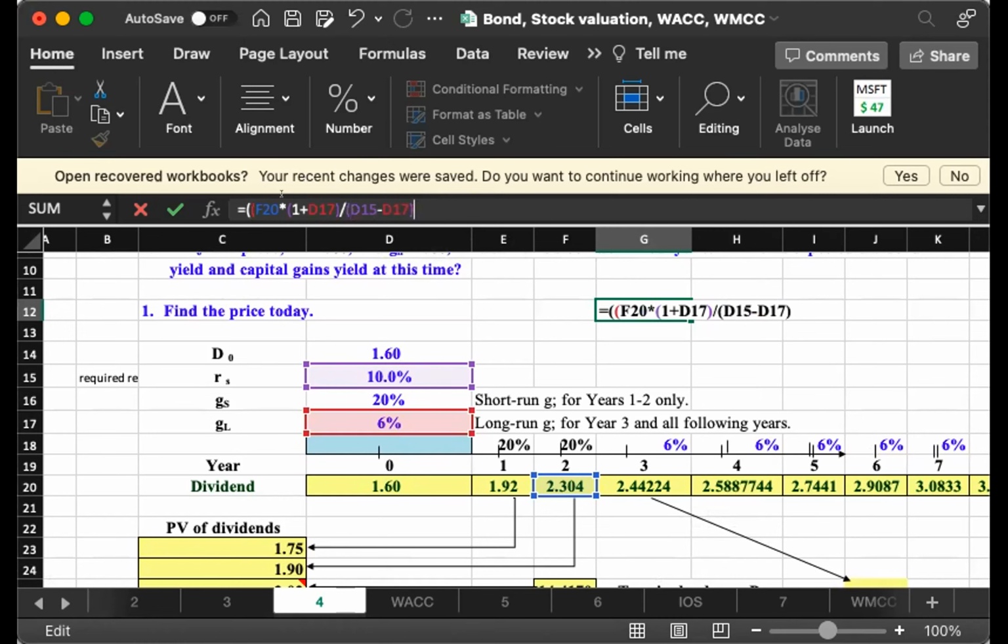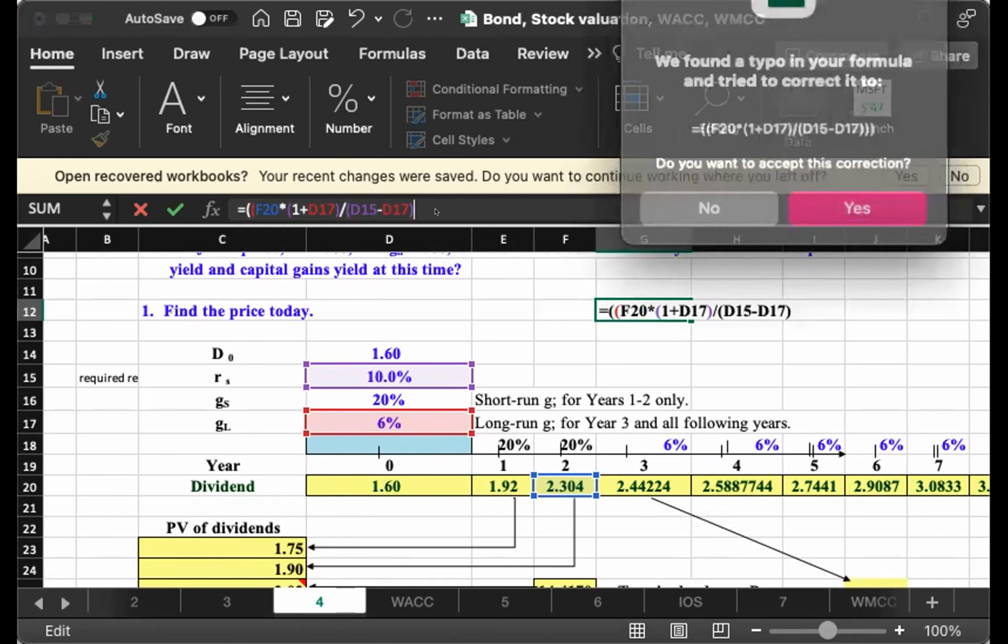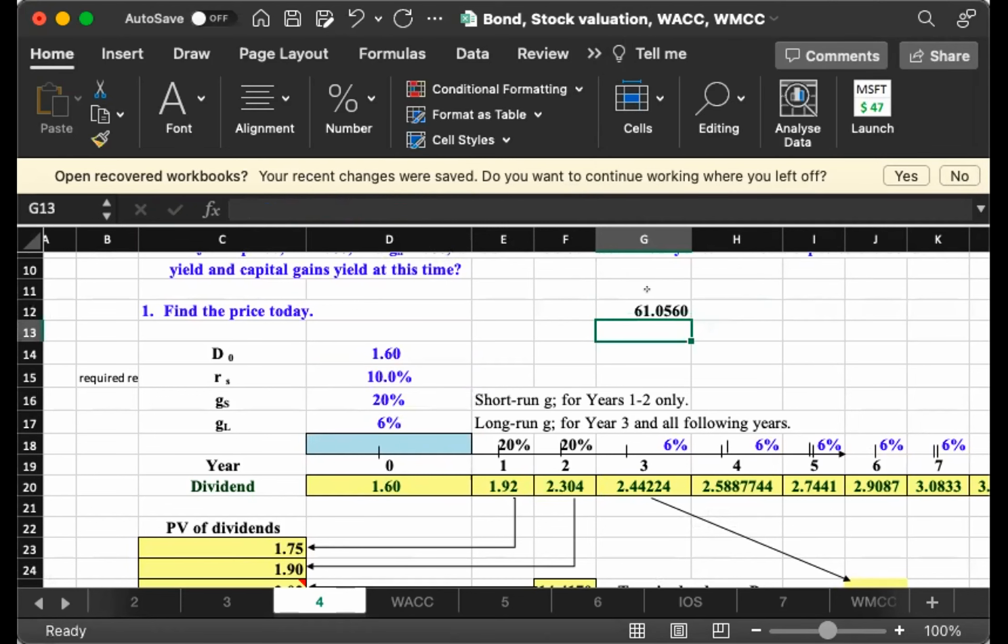Simple change lang yan. Sige, answer? Yes. Okay, yeah, no? 61.05. Okay, so that's the answer, no? Sige, let me share screen and let me discuss that.